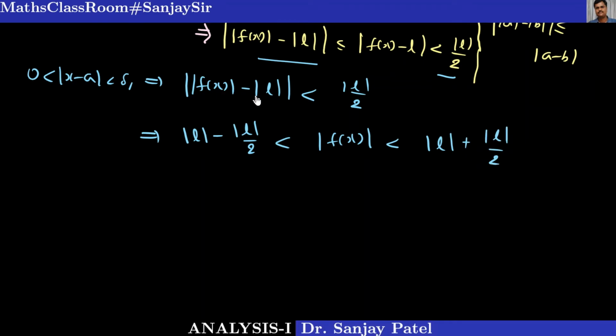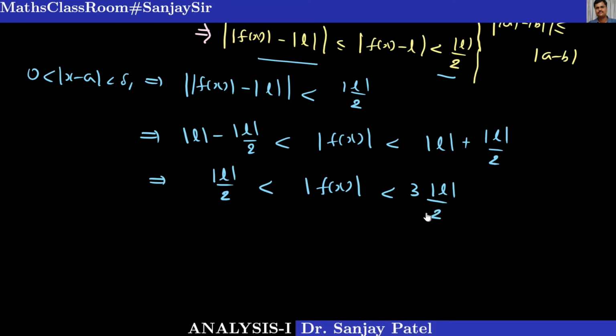We are using that inequality, mod of x minus a less than delta implies a minus delta less than x less than a plus delta. So mod L minus mod L by 2 is mod of L by 2, and mod L plus mod L by 2 is 3 times mod L by 2. So mod of L by 2 is less than mod of f(x) and that is less than 3 times mod L by 2.